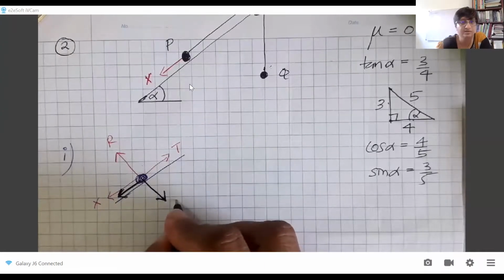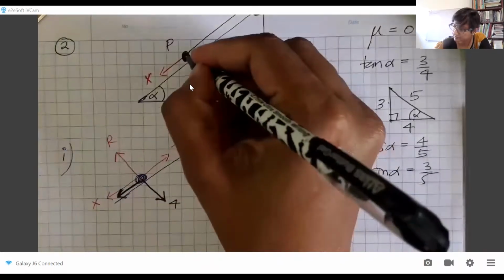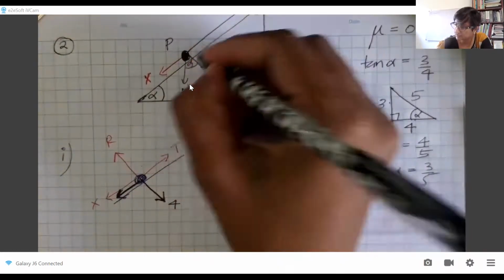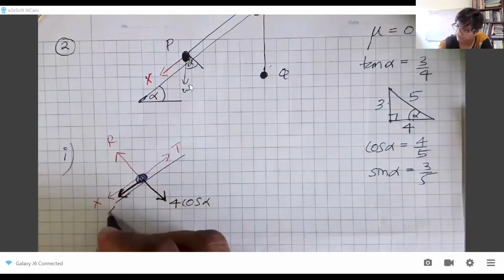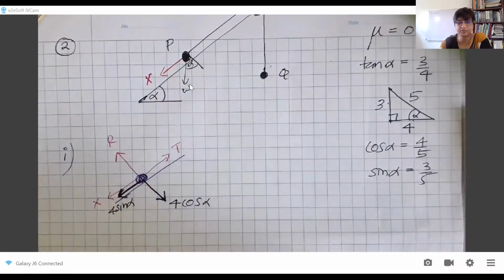So this would be 4. This is alpha, 4 cos alpha. This would be 4 sin alpha. That's the weight, components of weight.